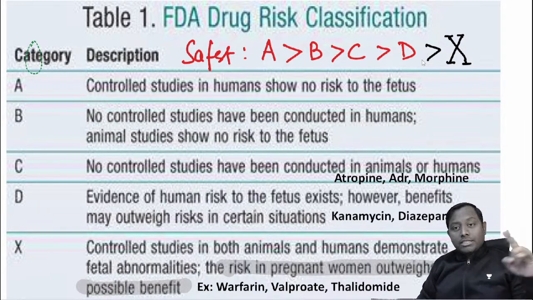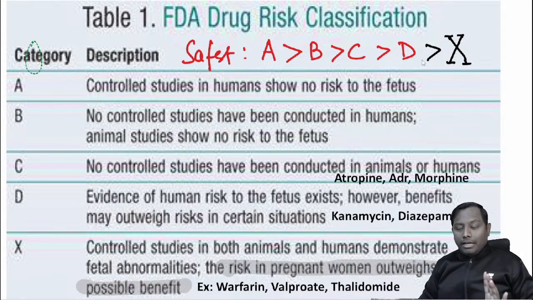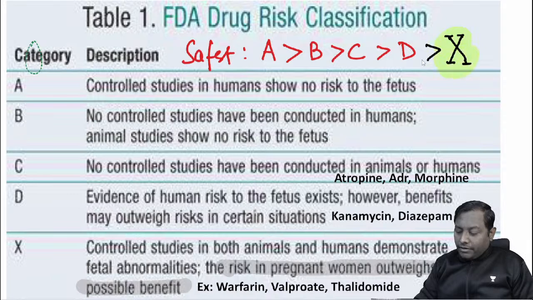Which one was Schedule X? Psychotropic drugs, again very dangerous drugs. And Schedule X, please remember, this is also X category that we have. These are all very teratogenic drugs, and you should not be giving them.